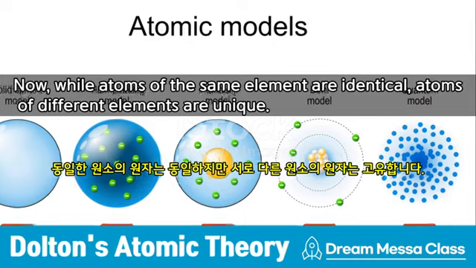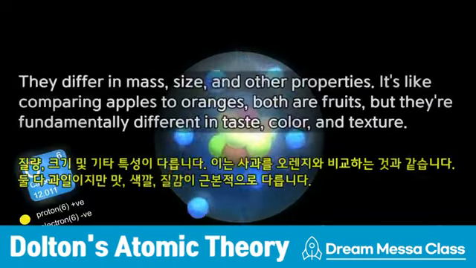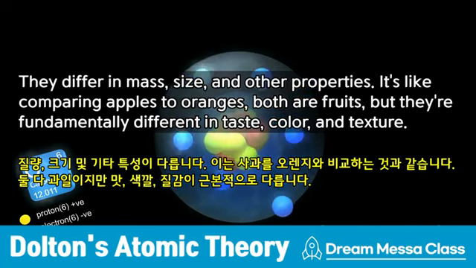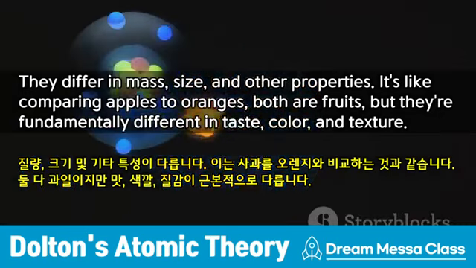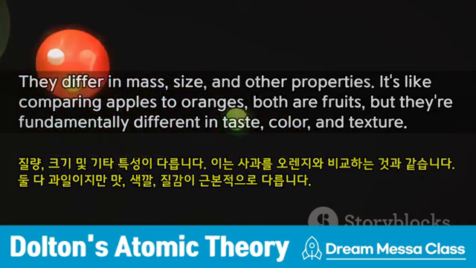Now, while atoms of the same element are identical, atoms of different elements are unique. They differ in mass, size, and other properties. It's like comparing apples to oranges. Both are fruits, but they're fundamentally different in taste, color, and texture.